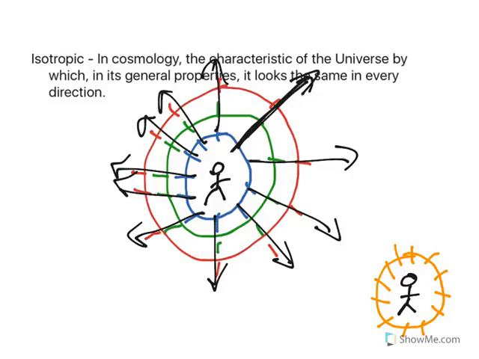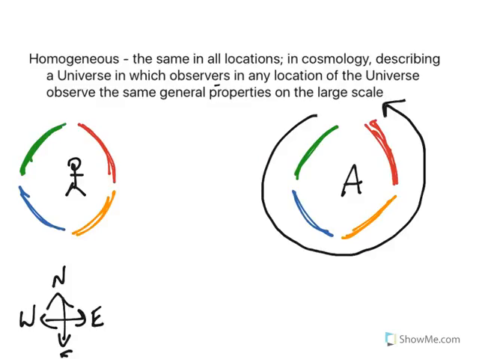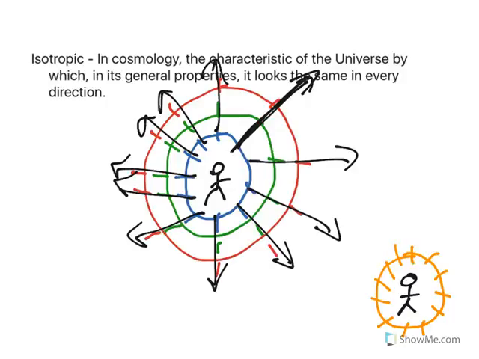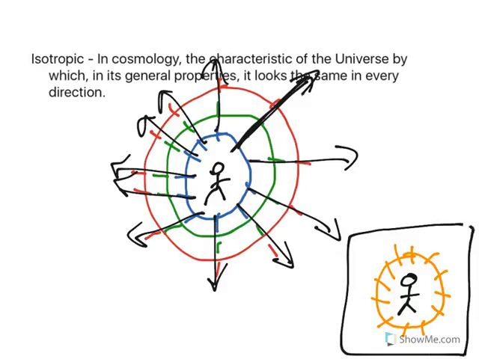So isotropic is not the same as homogeneous. Now let's look at uniform. So uniform in cosmology means where the universe is both isotropic and homogeneous. So you have both properties working simultaneously. So a good example of uniform is this picture on the bottom right.